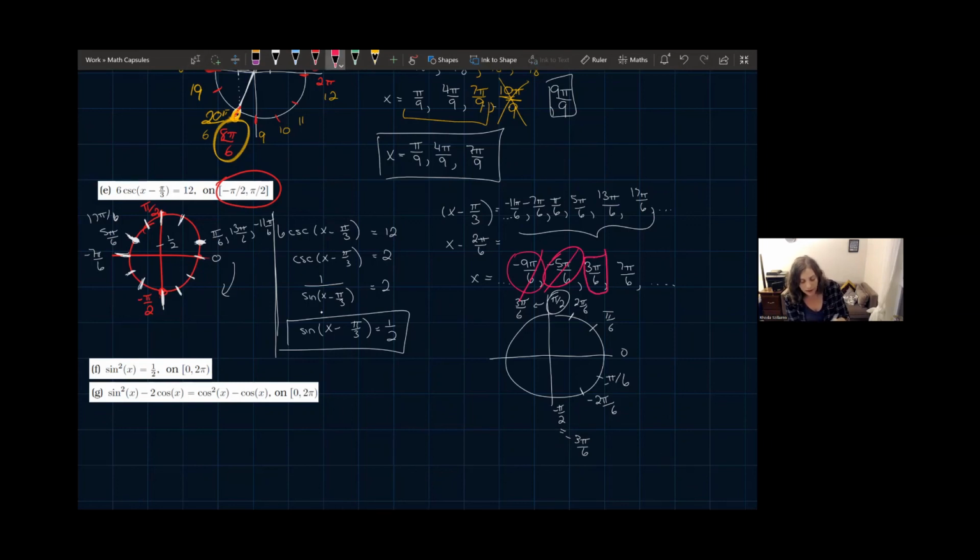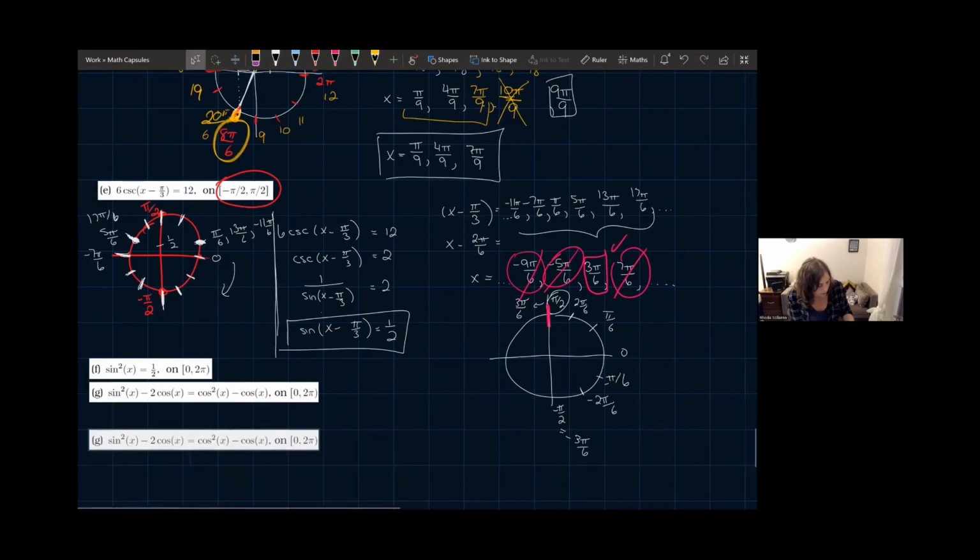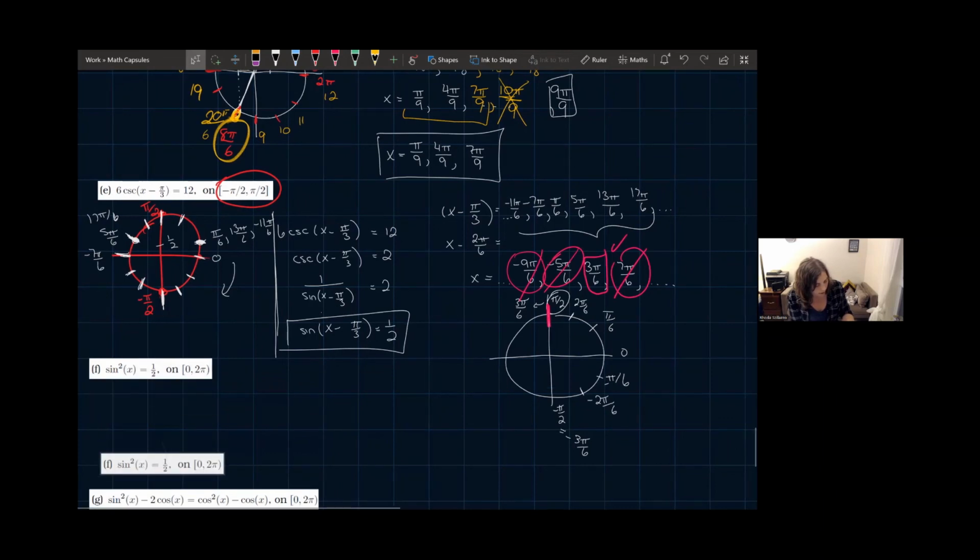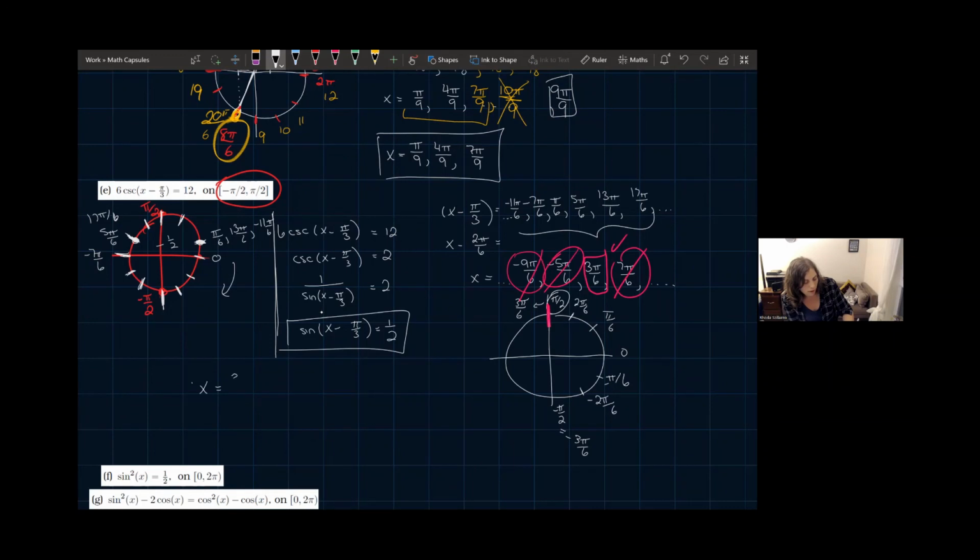3 pi on 6 is a good solution. It's right on the boundary of my region, so I can keep that one. And then 7 pi on 6 is past my region, so I would take that one out. So there's actually only one solution that's in my region. Just make some space here. The only solution in our region is 3 pi on 6, or it's much better to give your answer as pi over 2 by reducing the fraction.